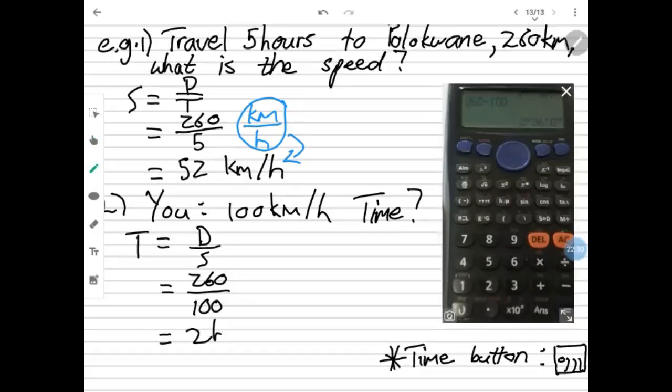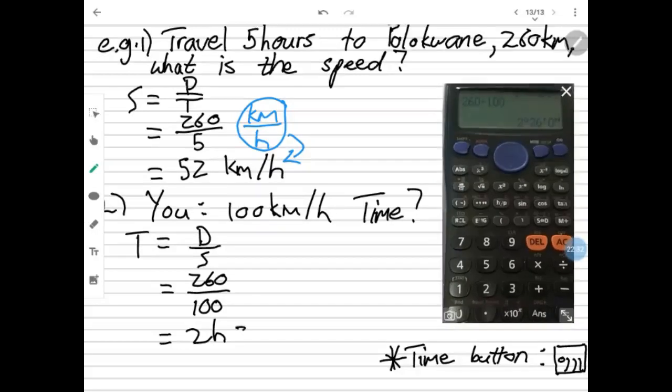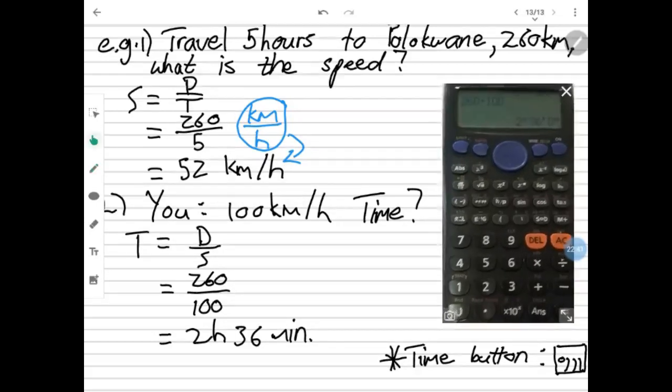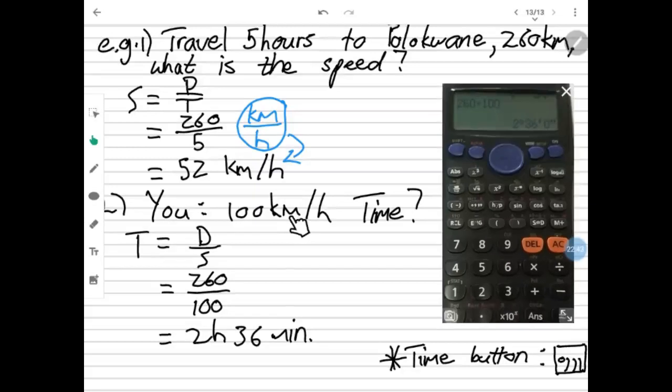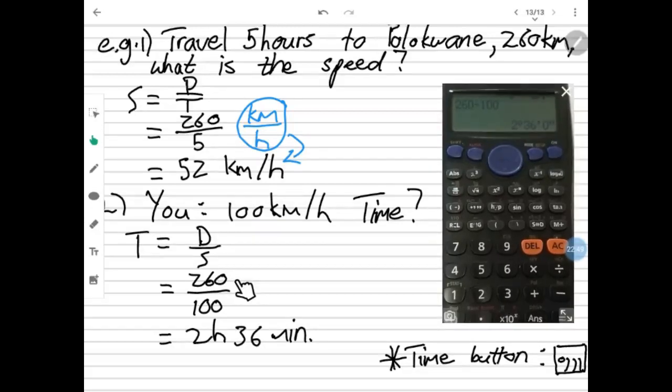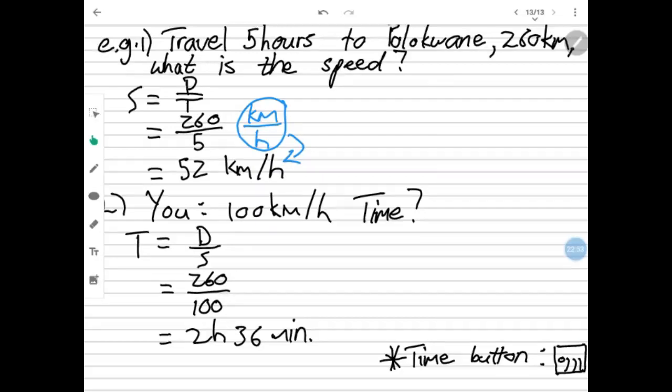2 hours and what was it? 36 minutes. Right, and there's the answer. That's how long it takes you to drive at 100 kilometers per hour for this 260 kilometers. It takes you 2 hours and 36 minutes. That's how we get to the exact hours and minutes.